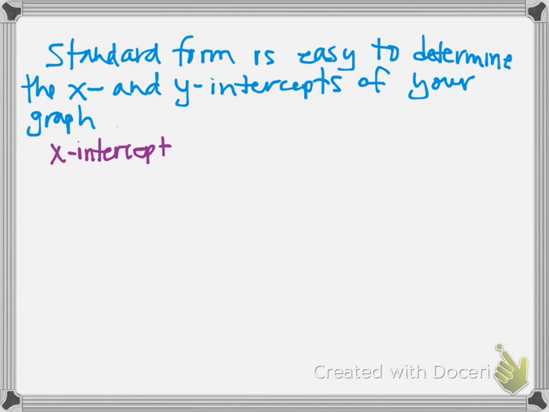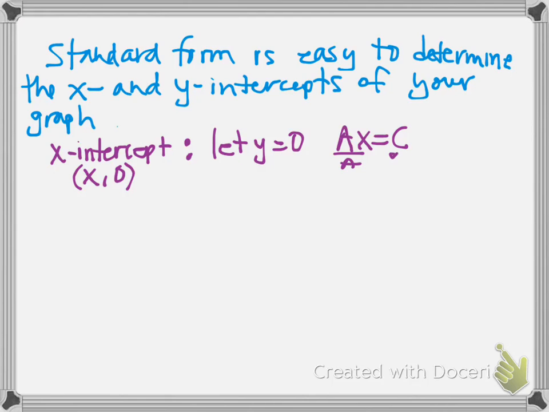Rachel? X, 0. Yep, it would be x, comma, 0. When you cross the x-axis, your y-coordinate is 0. So that's what we use to help us figure out the x-intercept. We let y equal 0, which would take out that by term, and all you would be solving is the ax equals c. And if you divided both sides by a, you would get x equals the c over a value. Now, you don't have to memorize all of that. All you have to remember is to figure out the x-intercept, you let the y-coordinate be 0. Bam! And you're done. Okay?